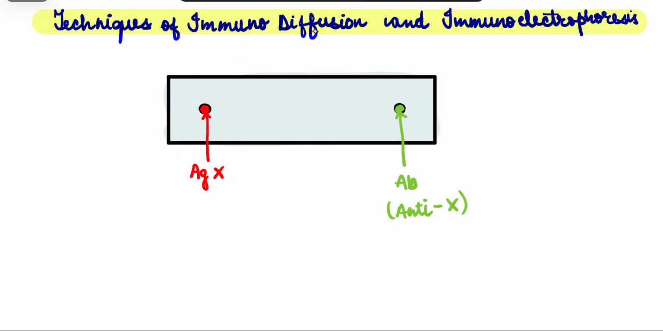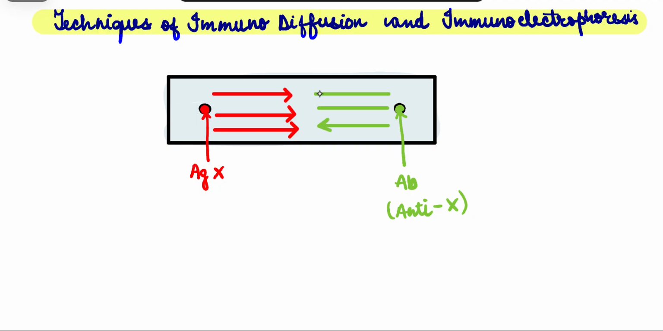So I can even draw it with lines. Suppose this is my antigen, it is moving here in this way. This is the direction of movement of the antigen, and similarly this is the direction of movement of the antibodies. In its most raw form, this is what immunodiffusion is. So antigens have diffused and antibodies have also diffused.